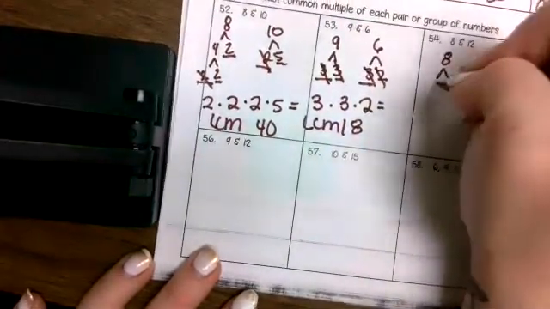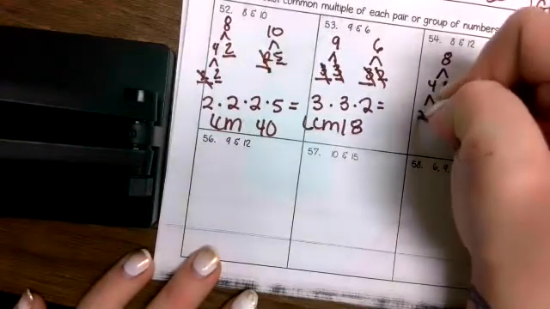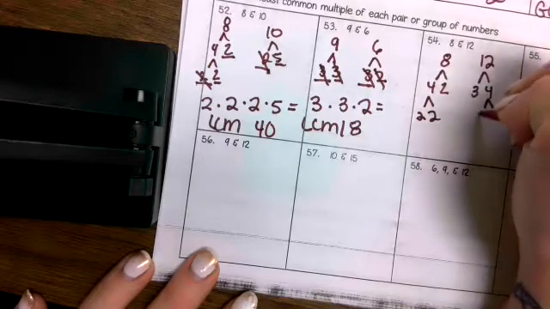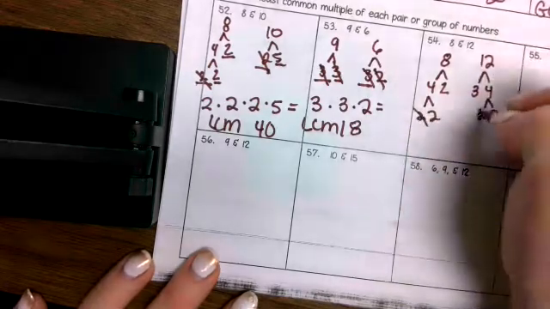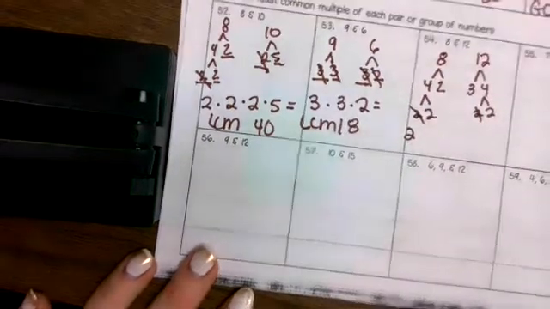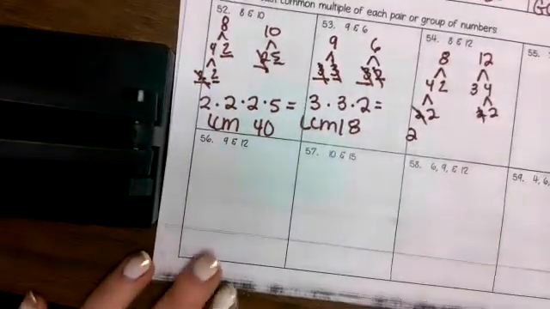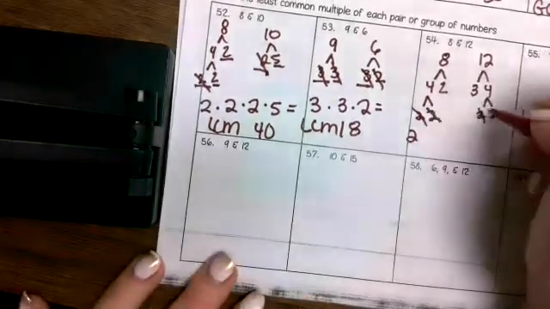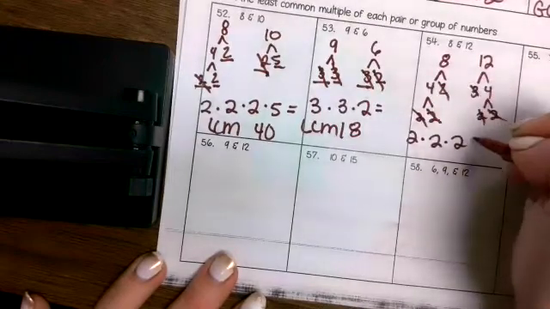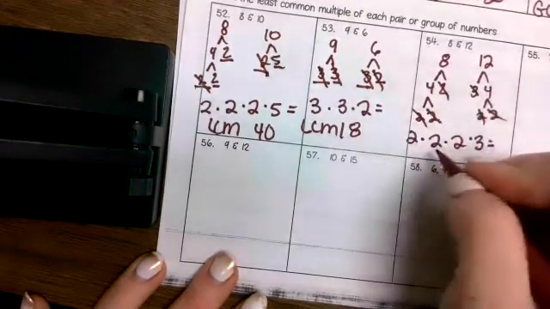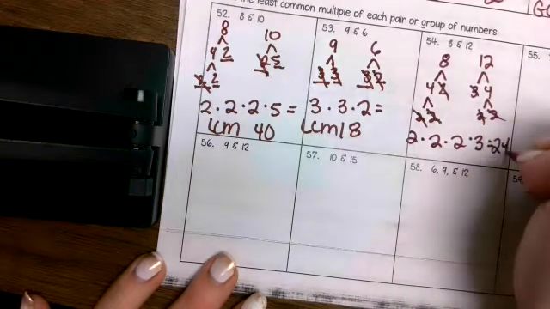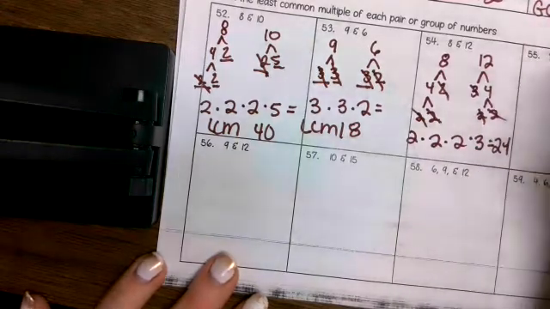Next, I'm going to do 8 and 12. So that's 4 times 2, and then 2 times 2. Then I've got my 12, which is 3 and 4, and 2 times 2. They have a 2 in common, so I'm going to write that once. It says least common multiples, right? So if they have it in common, we're going to write it the least amount of times. So I see another 2 they have in common. Then I have a 2 here that they don't have in common, and a 3 they don't have in common. 2 times 2 is 4. 4 times 2 is 8. 8 times 3 is 24. So my least common multiple here is 24.